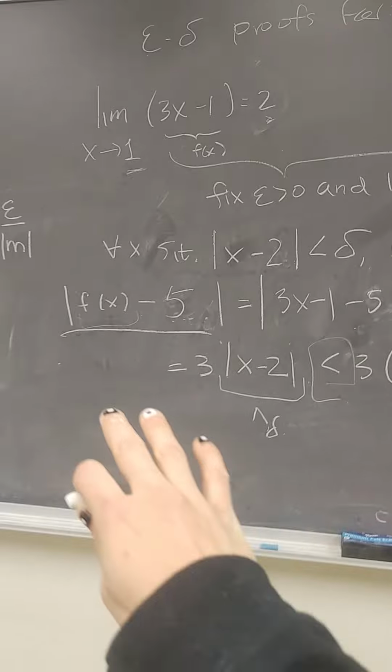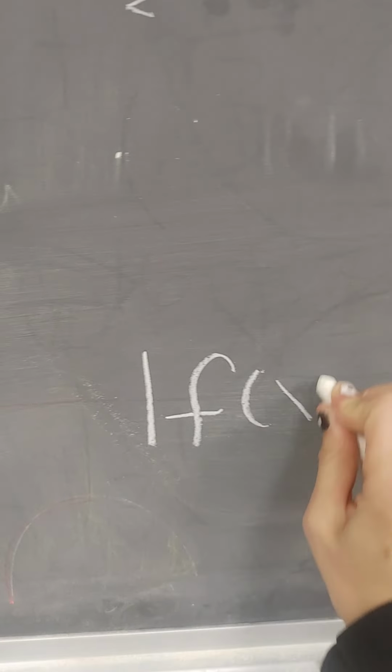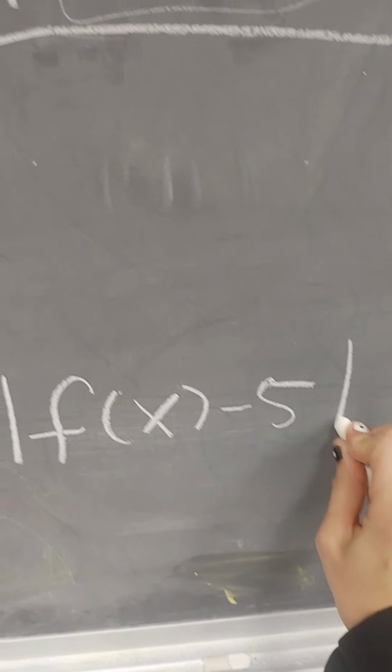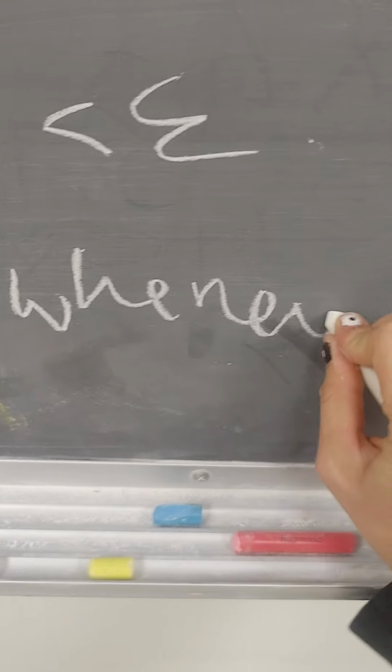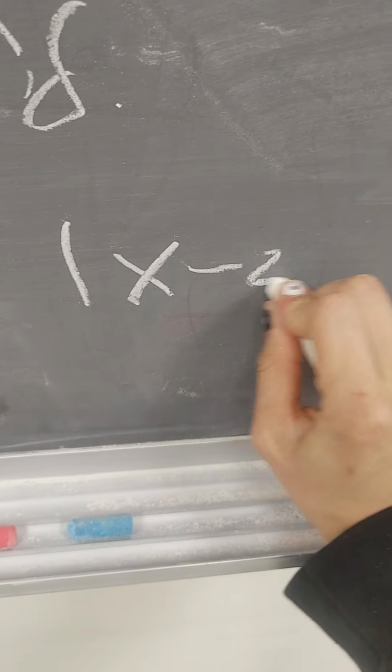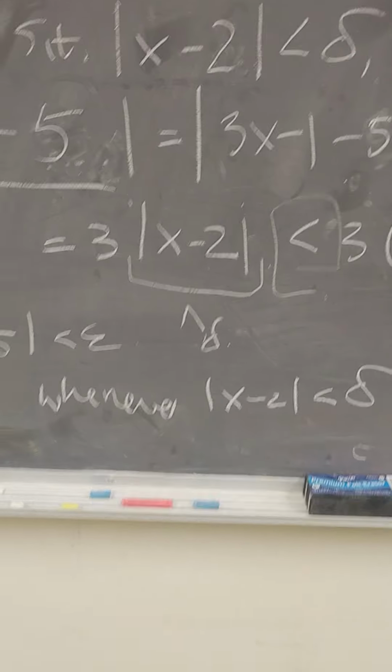So this big expression here, all that it is saying is that f of x minus 5 is less than epsilon whenever x minus 2 is less than delta. So that finishes our proof.